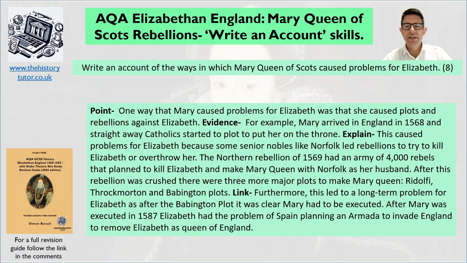So I've said, furthermore, this led to a long-term problem for Elizabeth, as after the Babington plot, it was clear Mary had to be executed. But after Mary was executed in 1587, Elizabeth had the problem with the Spanish planning their Armada to invade England to remove Elizabeth as queen. So I can link all the way to the Spanish Armada and foreign policy, which, I must say, for higher candidates, is a pretty standard response you'll see a link towards for the long-term impact.